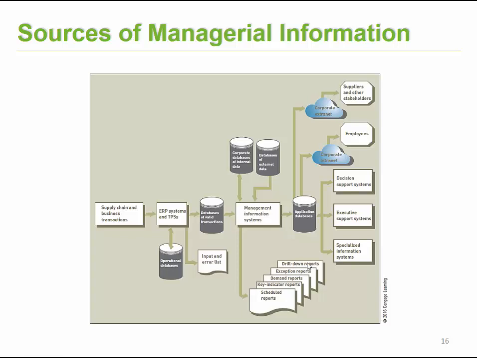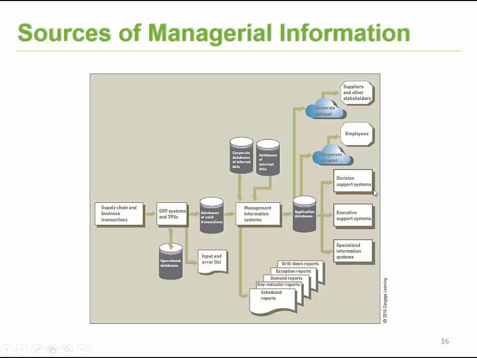For example, it's important that we can have drill down reports, exception reports, demand reports, key indicator reports, as well as scheduled reports. And we're going to look at the function and the purpose of each. Now from our management information system, it can go to various application databases, which can feed information into our intranet that will assist our employees. It can also feed information to our extranets, which will support our suppliers and various other stakeholders. But it can also support various other systems, which we're going to look at in the next few sections.